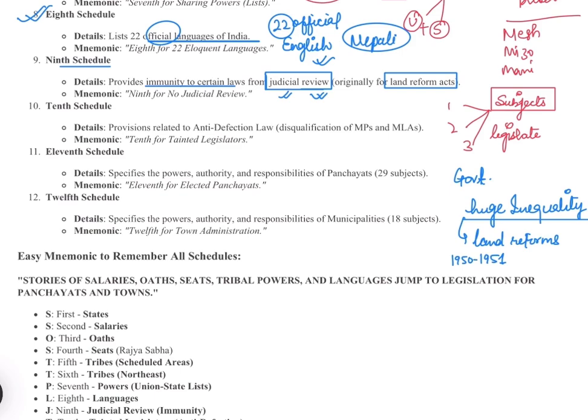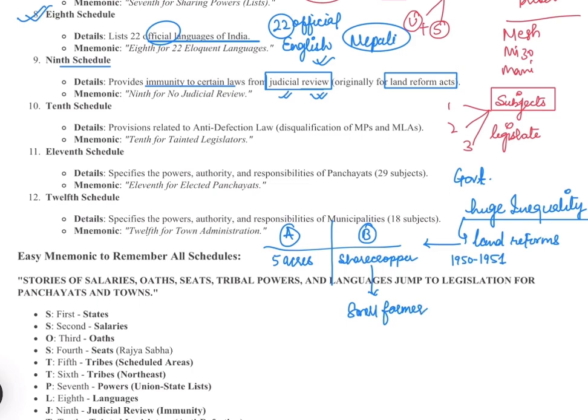In land reforms, what the government did was for those people who were not having lands. There is person A and there is person B. Person A is having 5 acres of land, and person B is a sharecropper, or you can say a very small farmer.